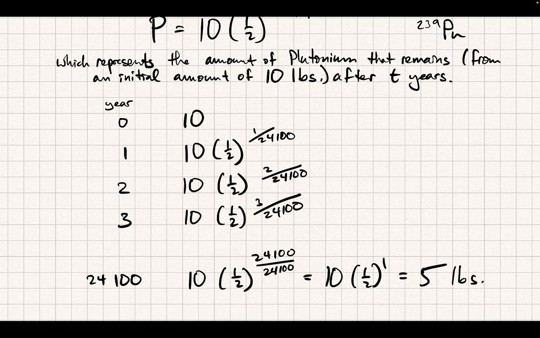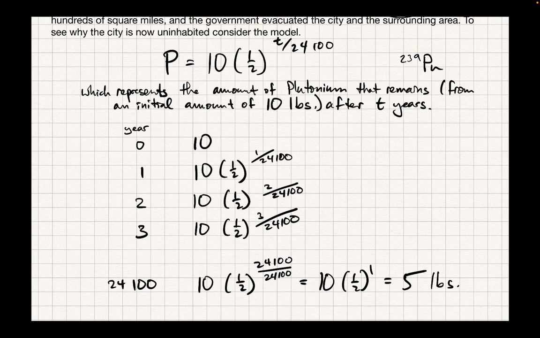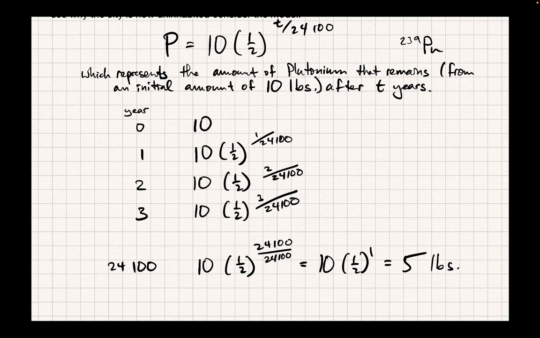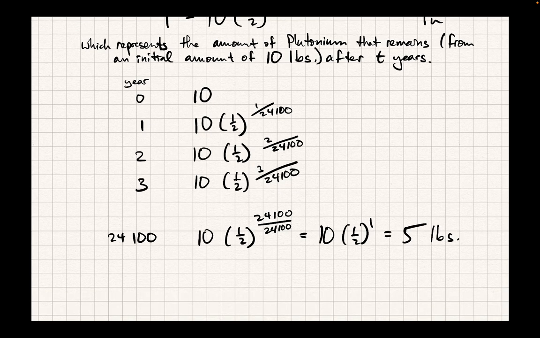So this is why this formula is called the half-life, because after 24,100 years, half remains. In chemistry, the half-life of plutonium is 24,100 years. That's how much remains. So how much is left after 48,200 years?